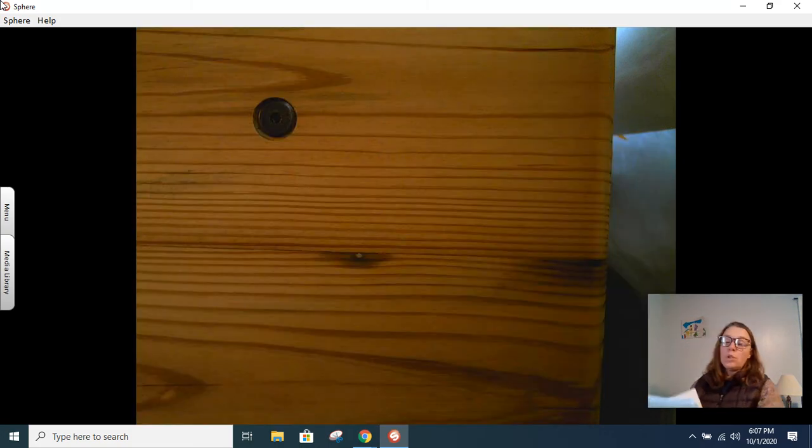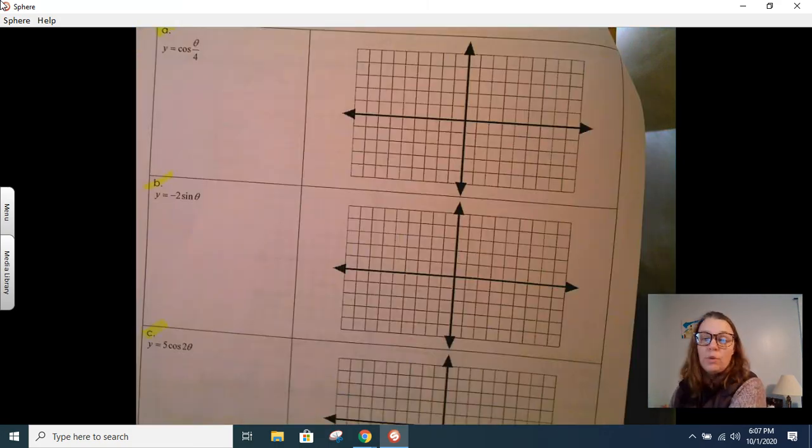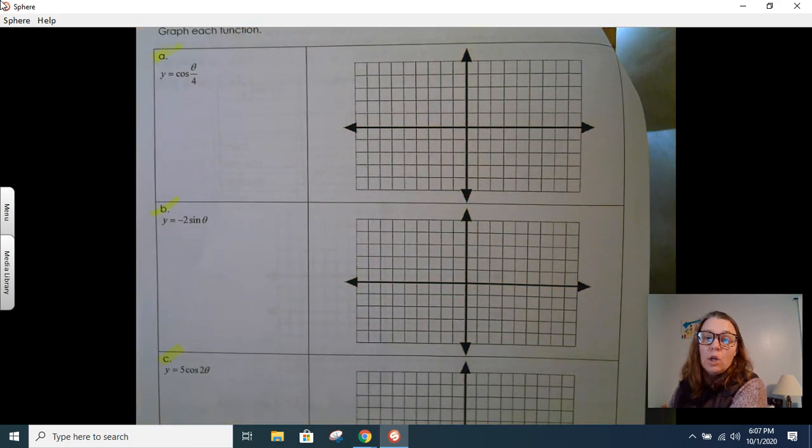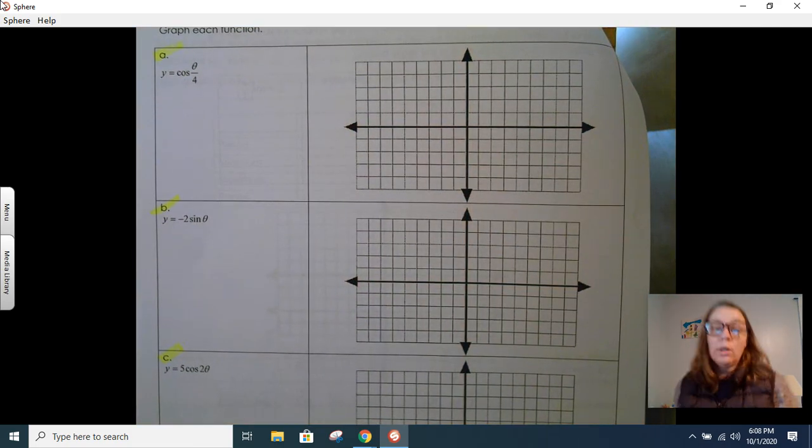Okay, so now let's get into a couple of examples where you are actually going to graph something. That's what some of you were getting to in that Desmos activity, where you were actually starting to practice saying, okay, looking at this equation, what's my amplitude, what's my period? Now let's get that onto paper.